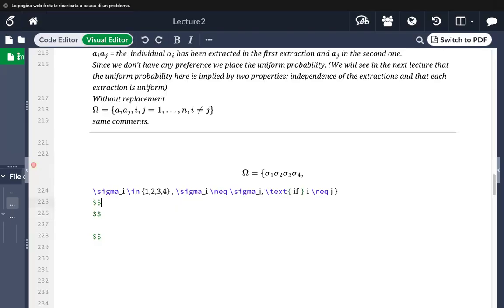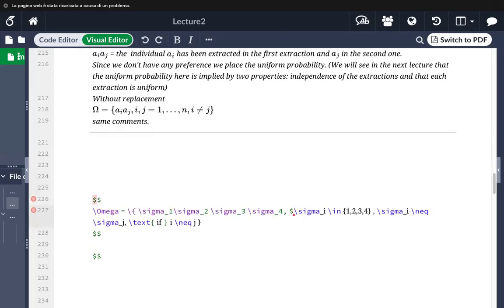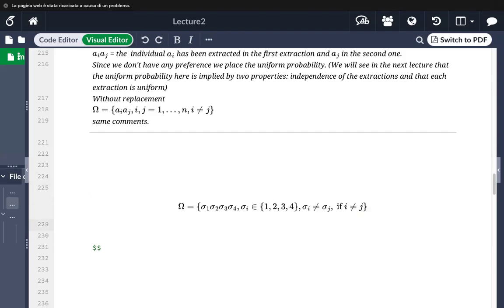So if the sigmas are different, this is the set of possible rearrangements of these four numbers.